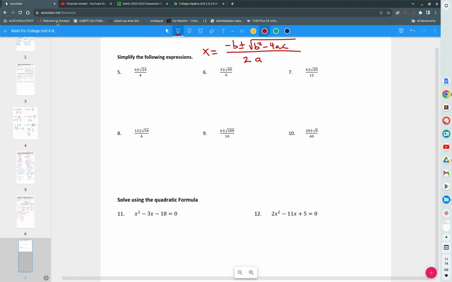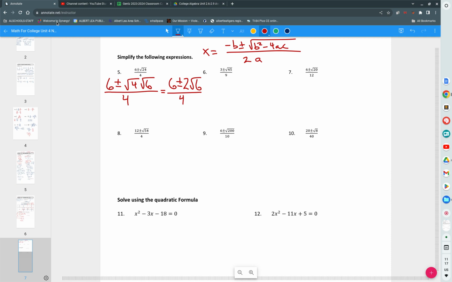Now, this is not simplified because you can do what? There's a perfect square that divides evenly into 24. What is the perfect square that divides evenly into 24? So I have 4 and I have 6. Okay? That becomes 6 plus or minus 2 roots of 6 all over 4.